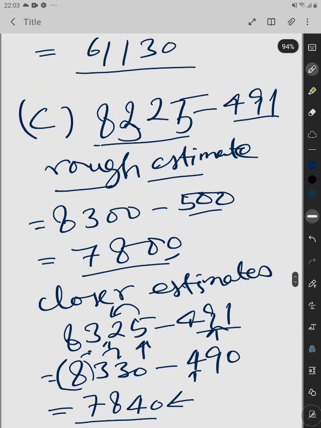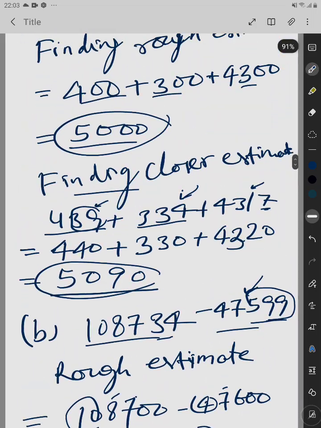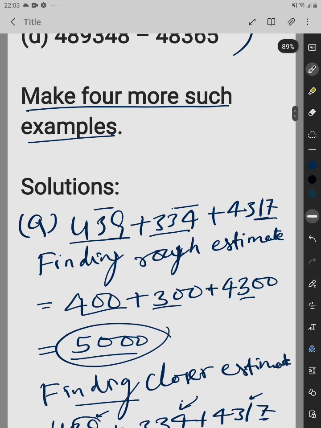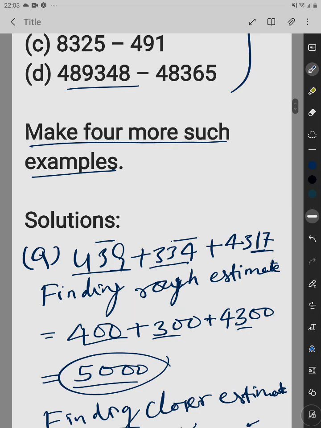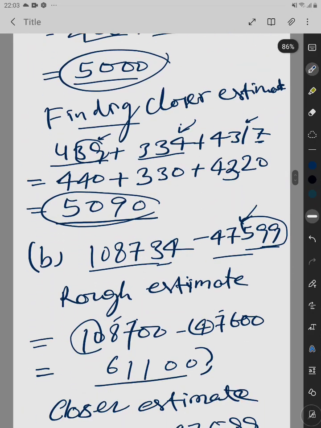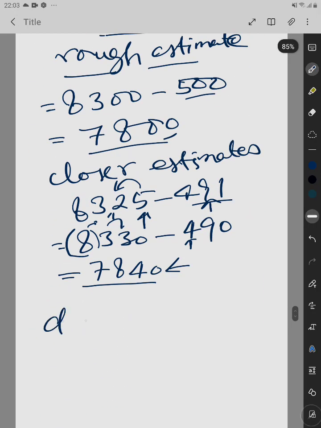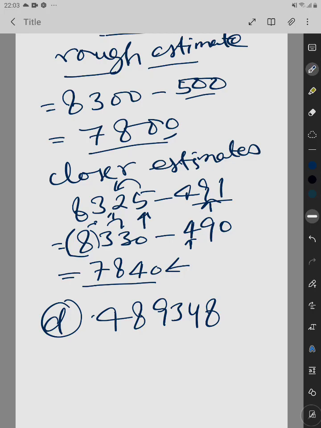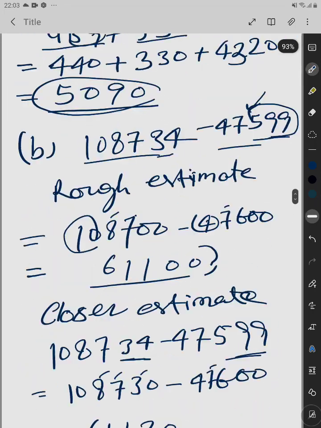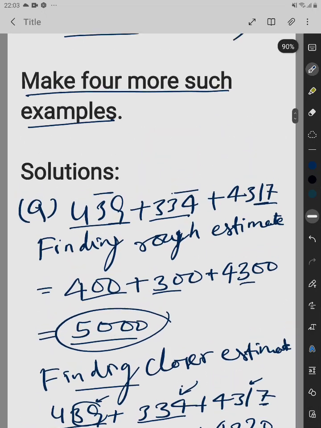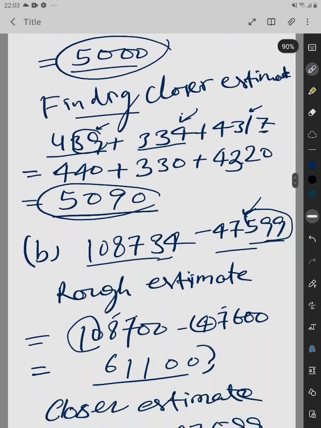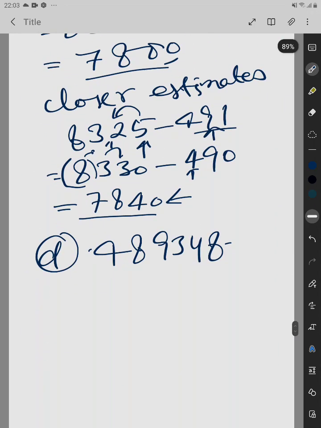Okay, now we'll take the fourth one, the D part. D part is 489348 minus 48365. Okay, so we'll find, first of all, the rough estimate.